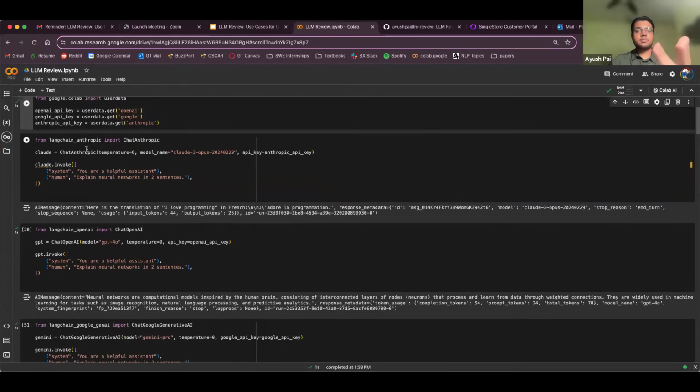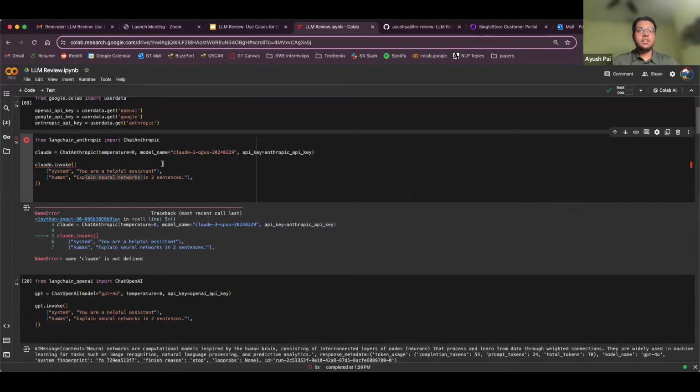And now these next steps here are just testing out the APIs directly with LangChain. So you have LangChain Anthropic chat here, where you're loading the model in. We're using Claude 3 Opus, which is their highest tier model. And then you can set some other parameters such as temperature and set your API key here. Essentially, you can put in your prompt. So we have a system and a human message. You're just a helpful assistant. Explain neural networks in 2 sentences.